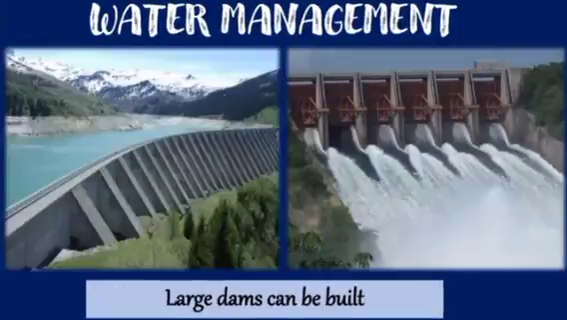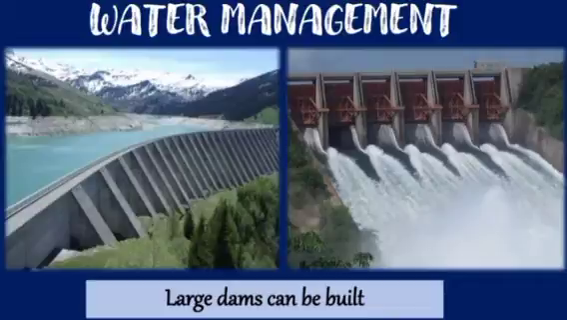Next method. The next way of water management is that large dams can be built. As you can see on the upper part, whenever there is rain, the water is collected in this upper part over here. And whenever the water is required, the doors of the dam are opened and the water is let down into the reservoirs, as you can see. But that may not be possible in all places. It is not possible to construct large dams everywhere, right?